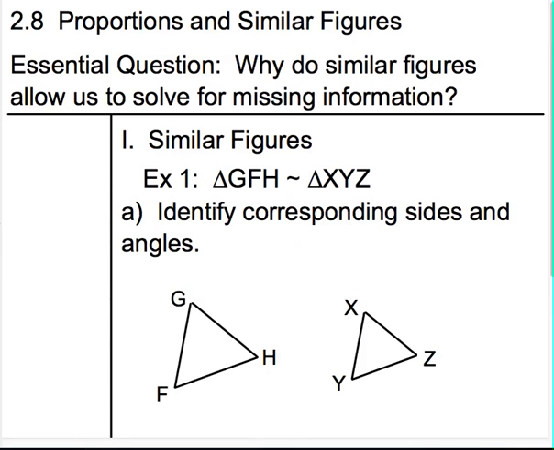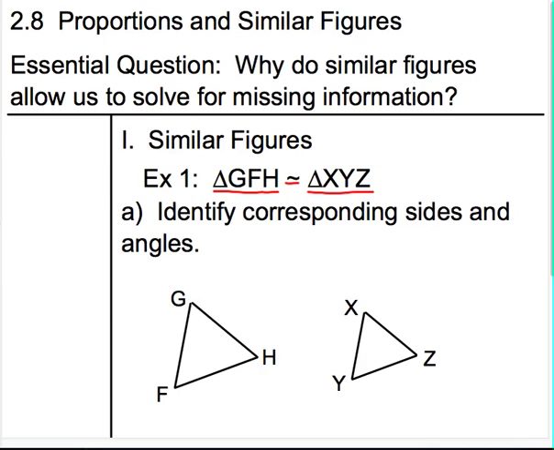Turn to your notes, 2.8, proportions and similar figures, get that titled. Our essential question is, why do similar figures allow us to solve for missing information? So the first thing we're going to take a look at is two similar figures. Here, what this says under example 1 is triangle GFH is similar to triangle XYZ.